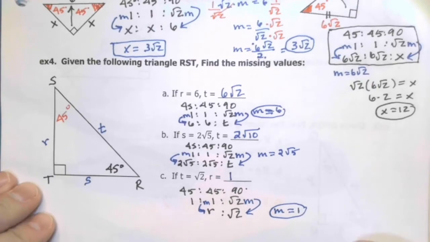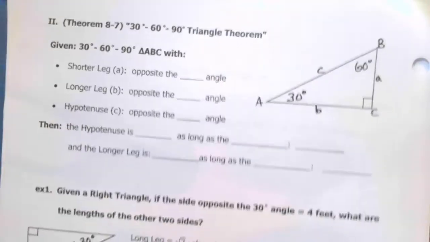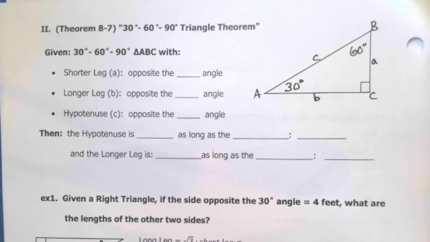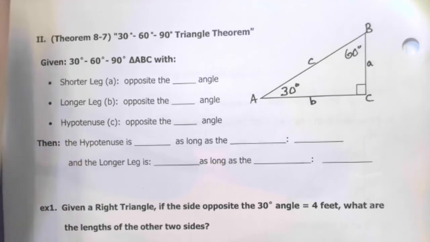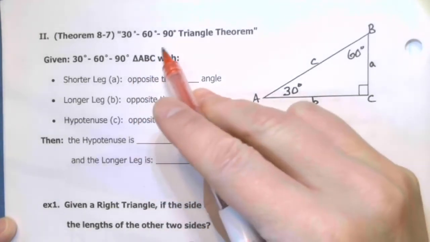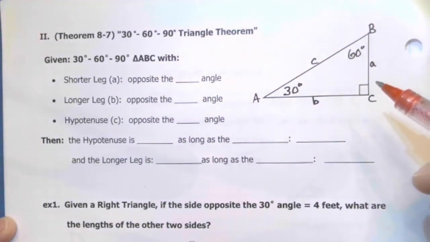All right, so those are our 45, 45, 90 triangles. Flip over your notes page. The second special triangle that we learned, there's only two, is a 30, 60, 90 triangle. And the best part about this is that the process is practically identical to how we did the 45, 45. The only difference is the ratio of the sides. And in a 30, 60, 90, you're going to have 3 different angles, which means 3 different sides.